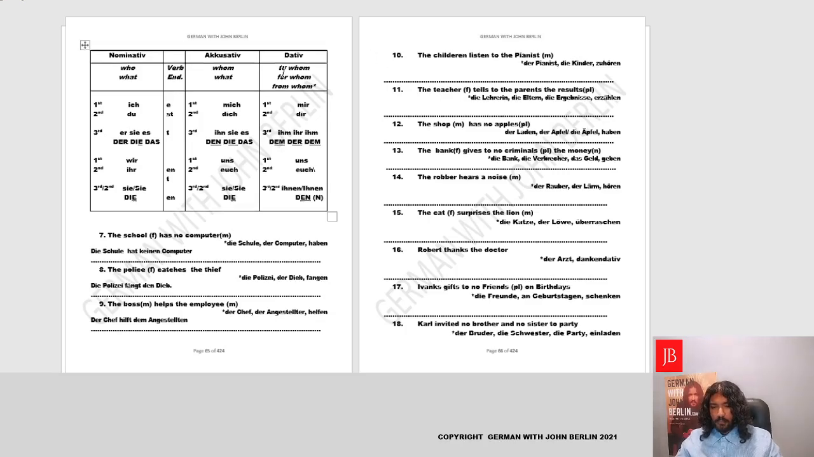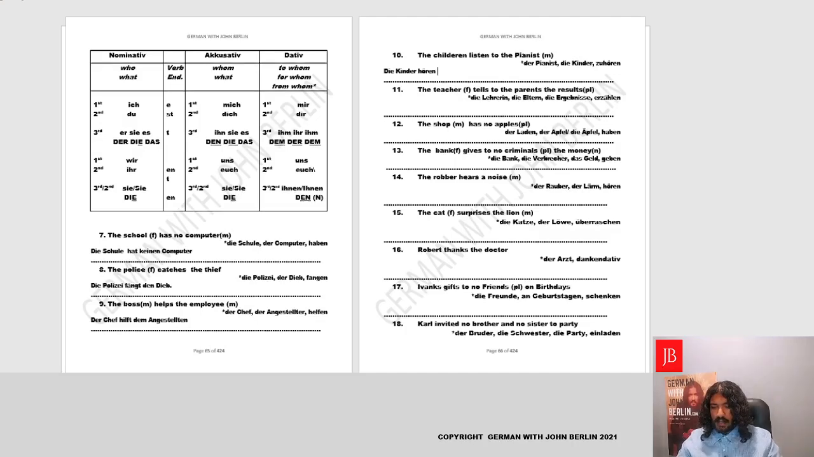Who listens to whom? Yes, the children listen to the pianist. So who is children, plural. We go to the table, and we write die Kinder. The verb is zuhören, a separable verb. We'll conjugate the main verb, which is hören, and put zu, which is the prefix, at the end of the sentence like a piece of furniture. Okay, so the Kinder, we'll conjugate the verb hören, and it's for plural. It'll remain in its same basic form. So we'll write hören.